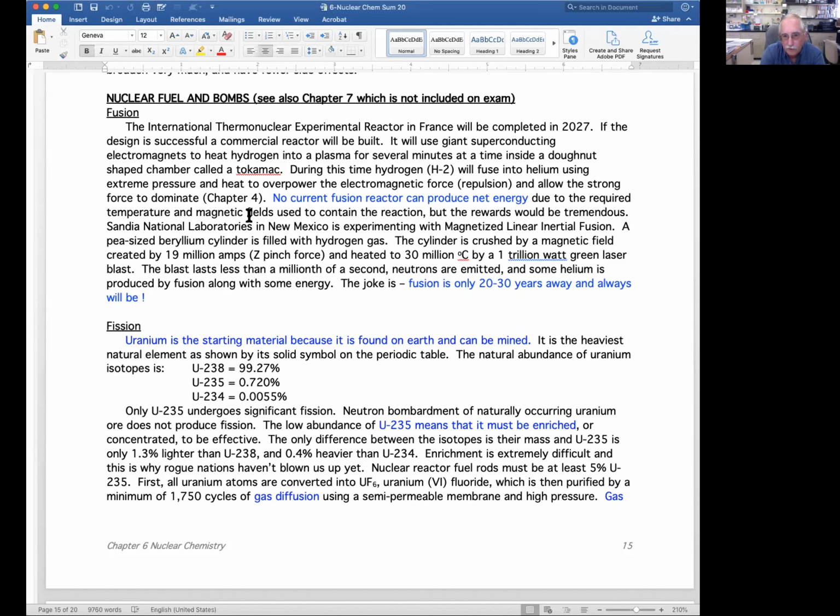Right now, there is no fusion reactor that can produce a net amount of energy. In other words, we can make fusion happen, but it costs more energy to get that energy than the energy we get out of it. So the joke is fusion is 20 or 30 years away and always will be.